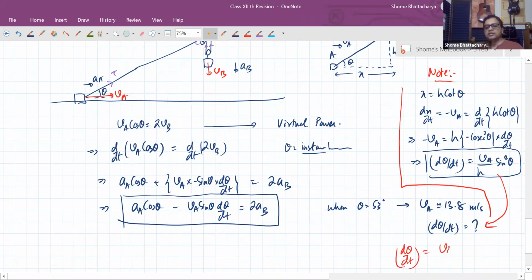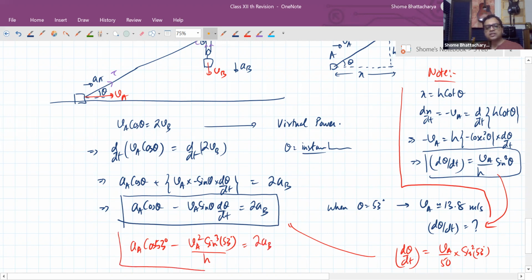will become VA upon 50 meters into sine square 53 degrees. So we'll have to plug all this in over here. So acceleration of A into cos 53 minus, now this will become VA square, and there's a sine theta into a sine square theta, so it will become sine cube 53 degrees divided by h. This term will become like this: VA sine theta into VA by h sine square theta. That is equal to 2 times AB. So this is our constraint relation.